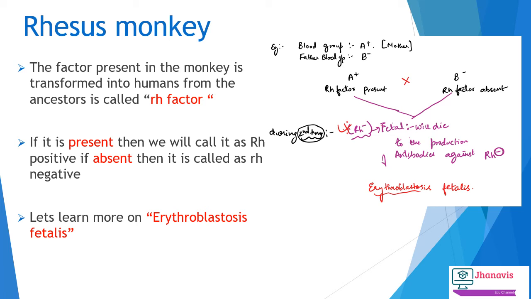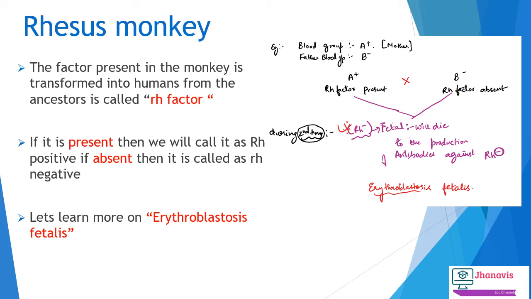The first child doesn't have any problem, because at the time of mixing of the blood, not that many antibodies are produced that cause clotting of the blood. But during the second baby, what would have happened? The antibodies are already produced against the Rh factor. So when there is a second baby, the fetus will die due to the condition called erythroblastosis, because there is a mixing of both the bloods. That means the Rh factor present in the mother's blood and the Rh factor which is not present in the baby, that means the fetus, which has been inherited from the father.